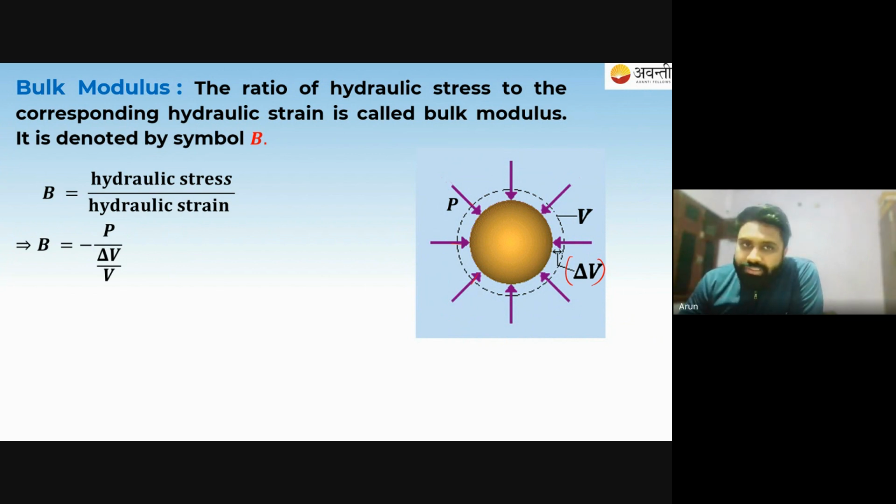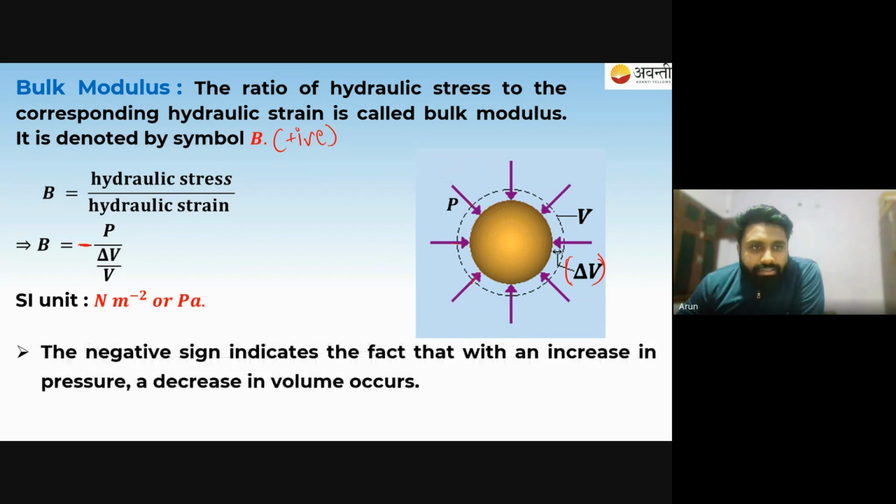Since B is a positive quantity, and pressure P is also positive, but you will see that this pressure will result in a decrease in volume. So this decrease in volume will be a negative quantity. To compensate for this negative, we put a negative sign in front of this expression, because delta V is already negative. So to make it positive, we have provided a negative sign in front. Okay.